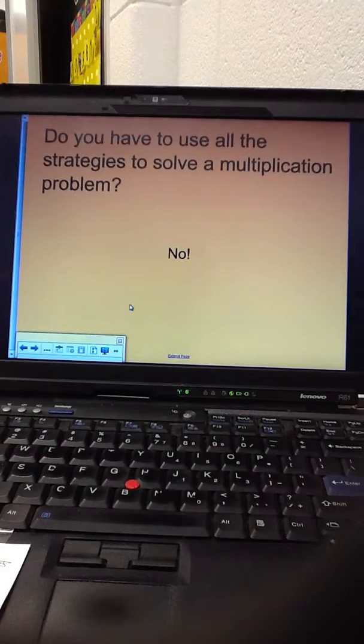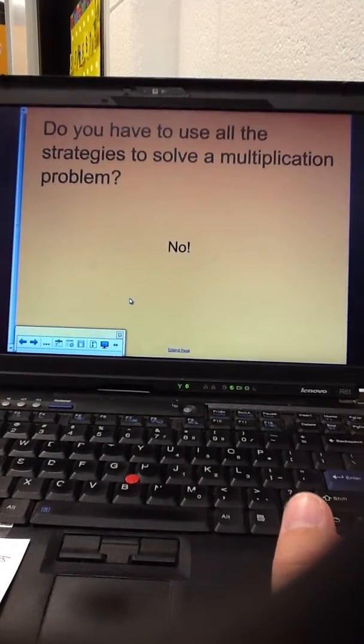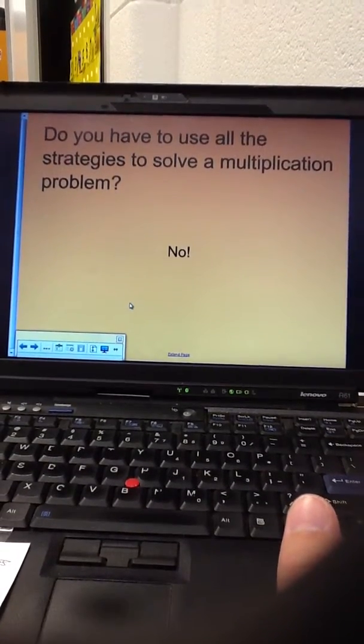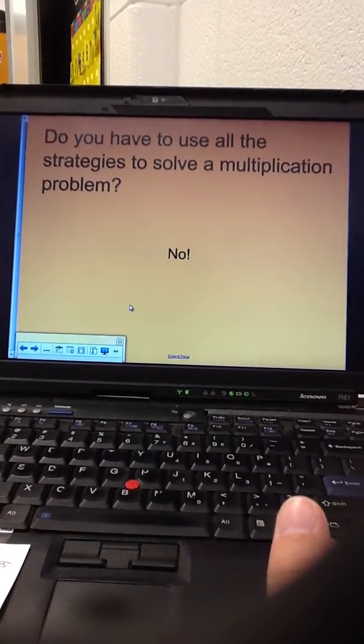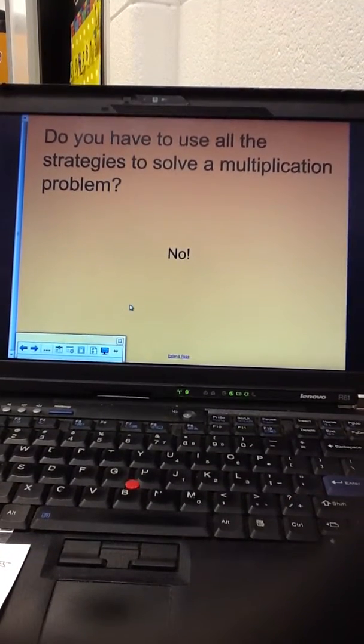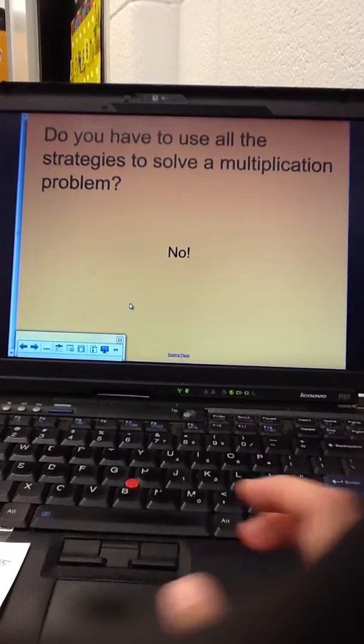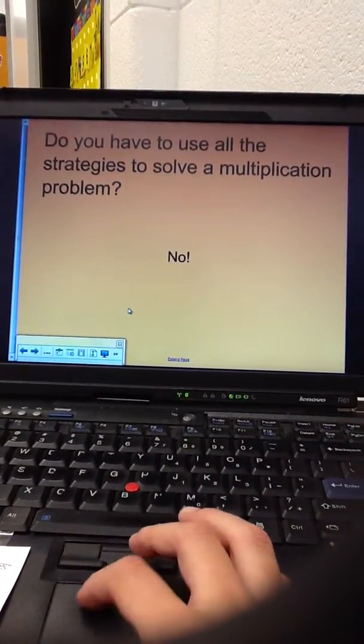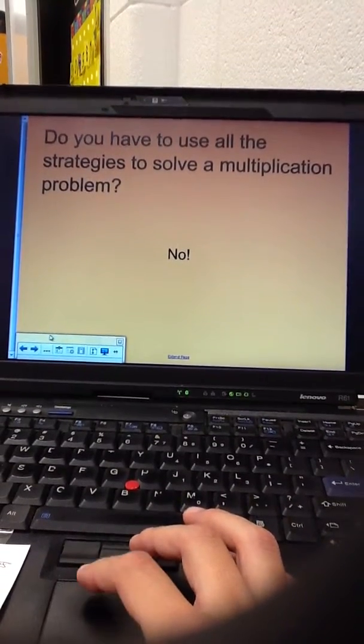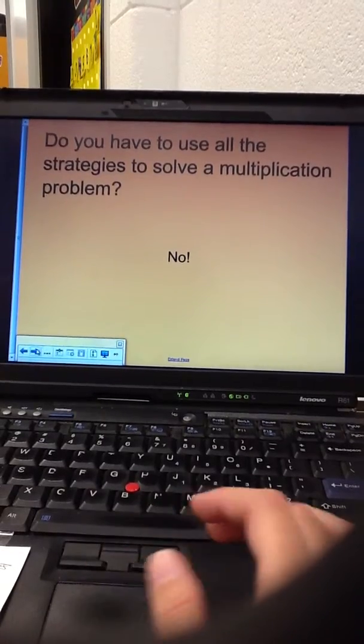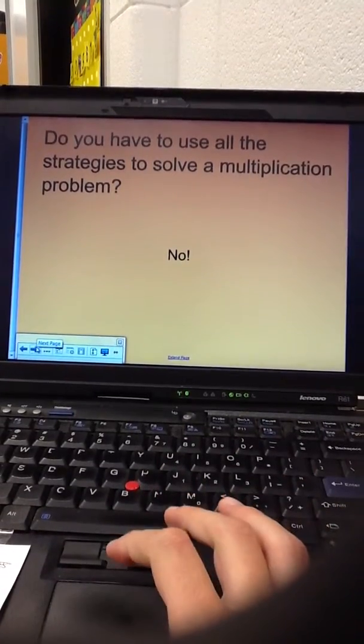Just because a neighbor chooses one strategy, maybe your neighbor likes to draw an array. That's a strategy that they can use. Maybe you have another friend who likes to skip count. That's okay. Maybe you have somebody else that likes to make a model, and that's okay. You can solve it any way that you would like, as long as you are using some sort of strategy to help you solve.